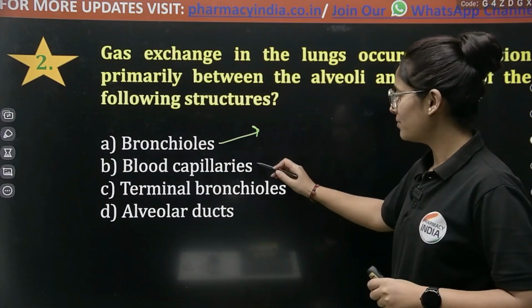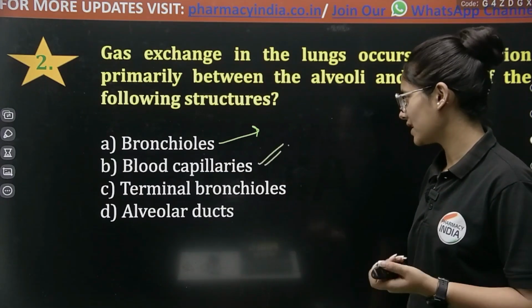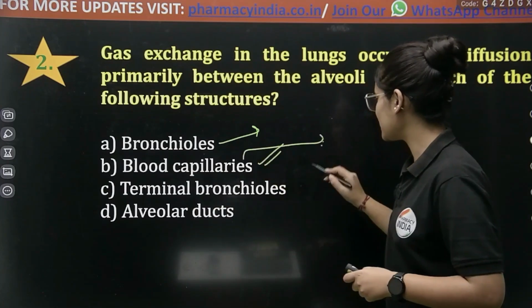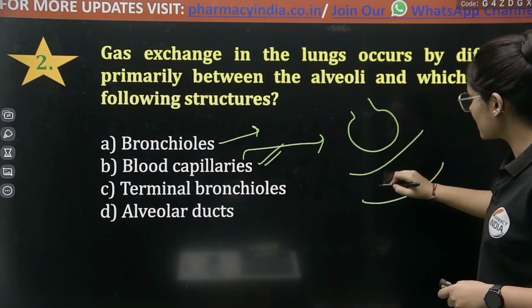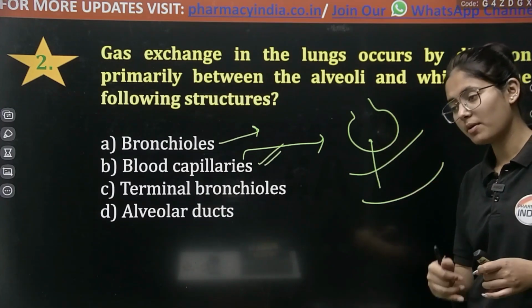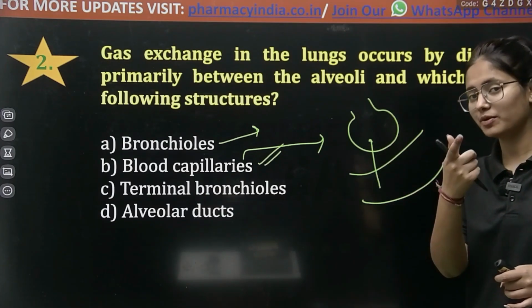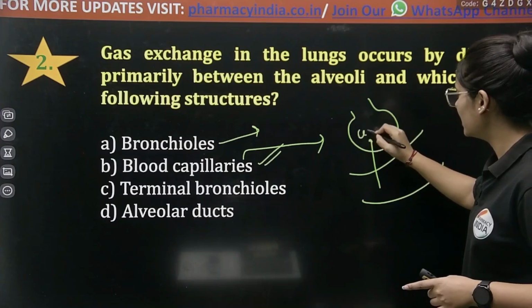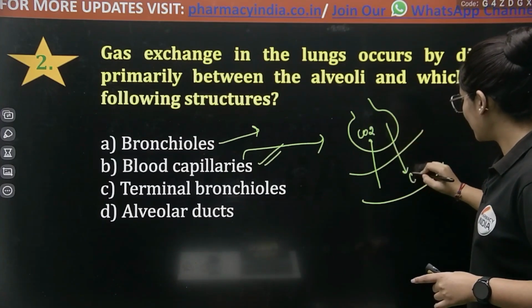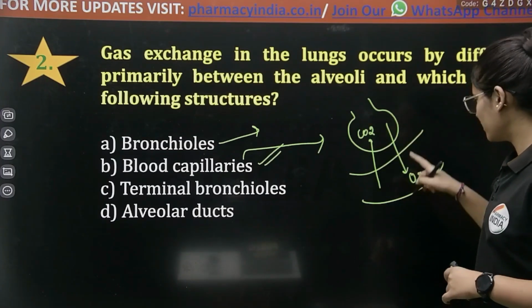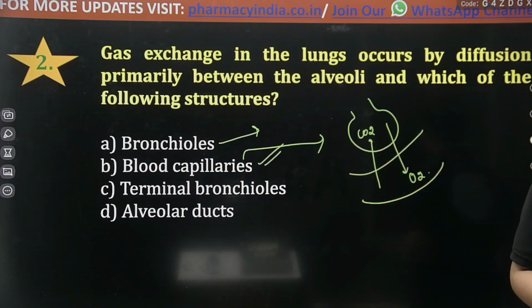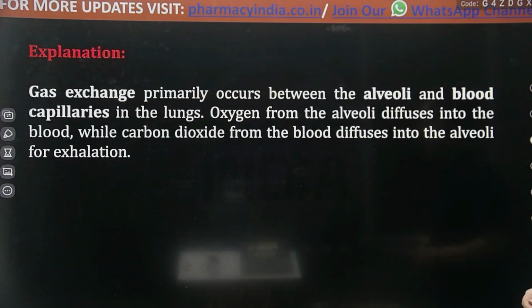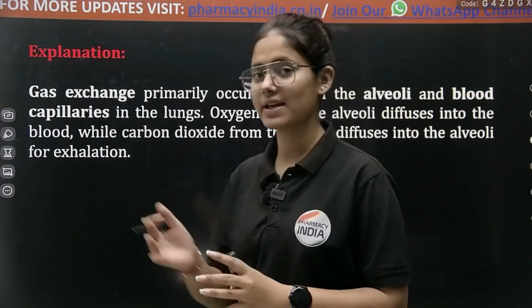If we talk about blood capillaries, this should be the correct option because blood capillaries surround alveoli like this and they carry carbon dioxide from all over the body. Clear? With the help of pulmonary circulation, as you all know, and alveoli contain oxygen. So the exchange of gases occurs between alveoli and blood capillaries. Correct option is second. Gas exchange primarily occurs between the alveoli and the blood capillaries inside the lungs.